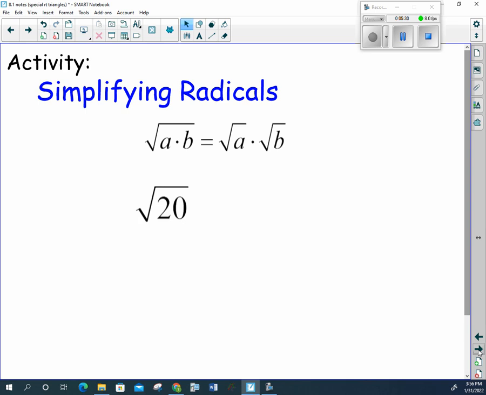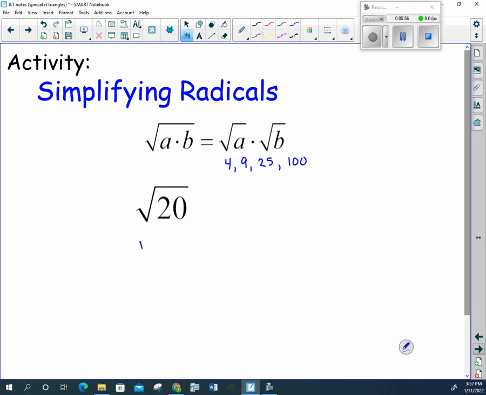Okay, so just some quick review here. When we're simplifying radicals, remember, you're looking for a perfect square factor. So if my calculator won't do it for me, then I'm going to have to do it by hand. So I like to look for a 4, a 9, maybe even a 25 or 100.